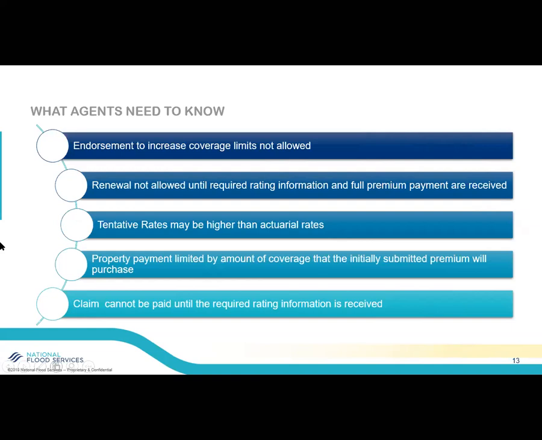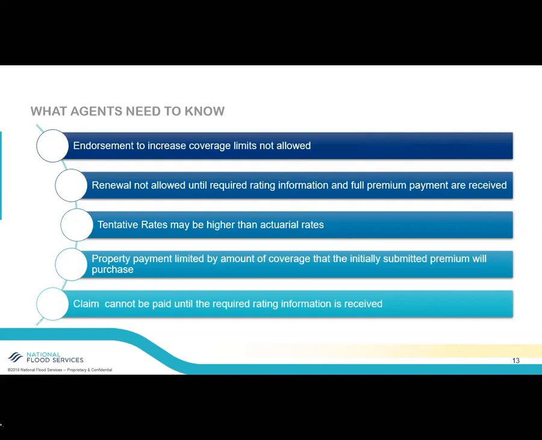Your tentative rates are also going to be higher than a lot of your actuarial rates if they had the underwriting information. Again, NFIP is not fond of rating a policy when they don't have all the information. Also, a claim cannot be paid on that particular property until that policy is rated with all of the information. So your provisional rates, your tentative rates, I look at them kind of as our Band-Aid. It's really going to stop the bleeding. It's going to suit a very specific purpose, but it's not meant to be a permanent solution to that.